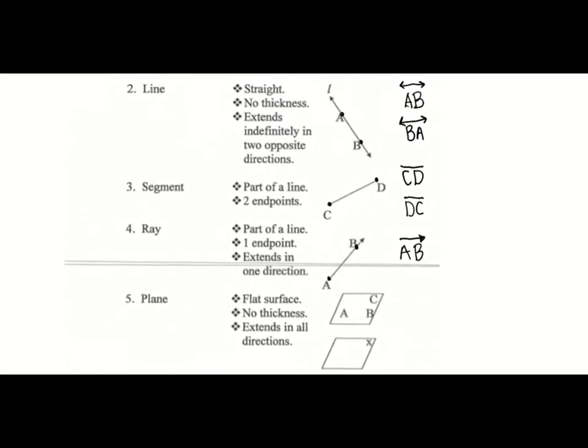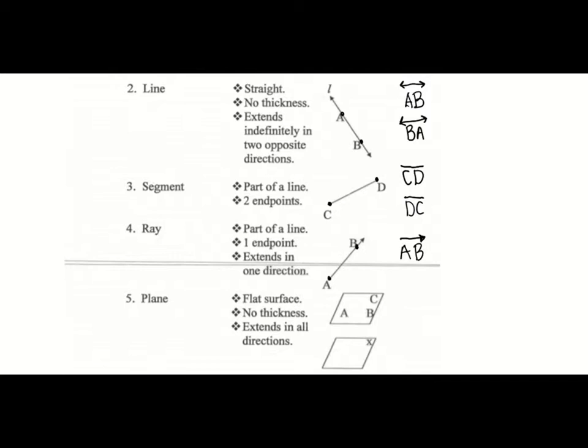Okay, my last one here is called a plane. And a plane is a flat surface. So if you think about examples of a flat surface, that would be like a table. A table is a flat surface. That would all be in one plane. Or if you look at a box, like a tissue box, and you looked at one side of that tissue box, that's a flat surface. That would be a plane. So it's got a flat surface, no thickness, and extends in all directions.